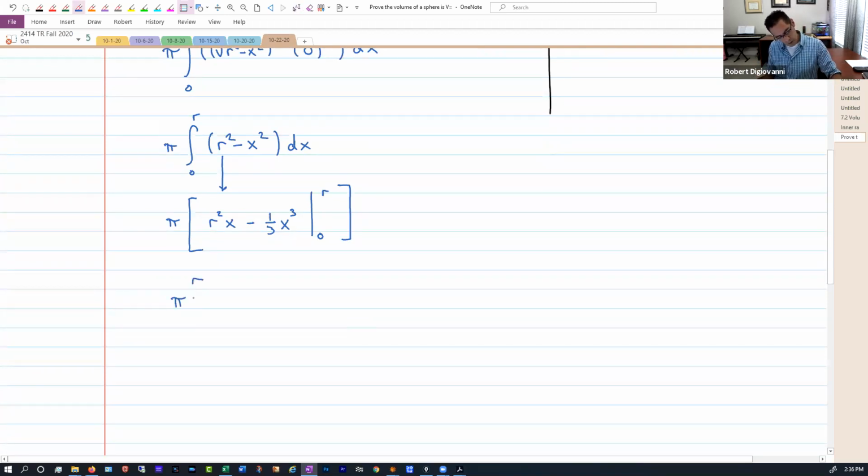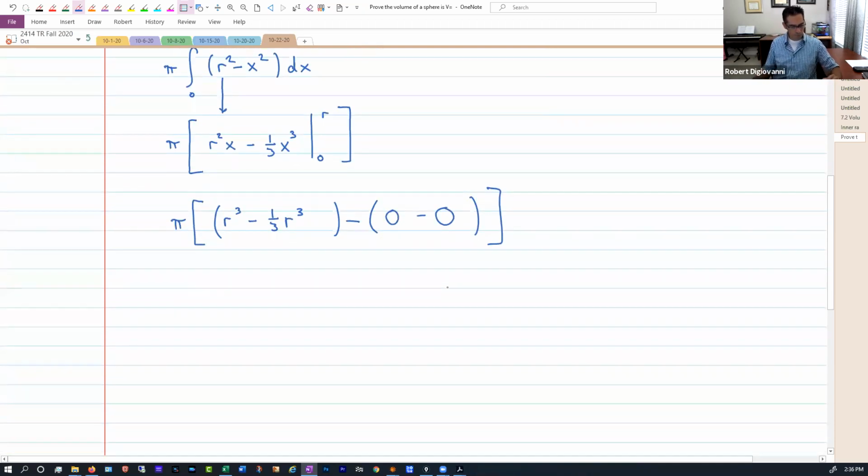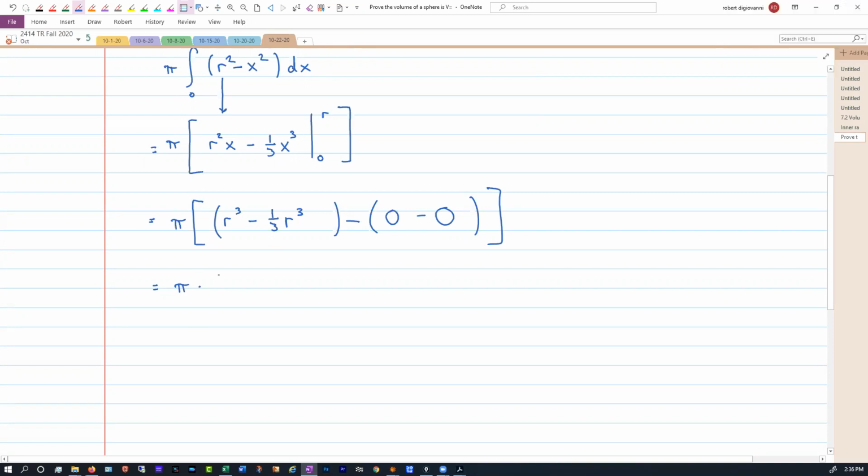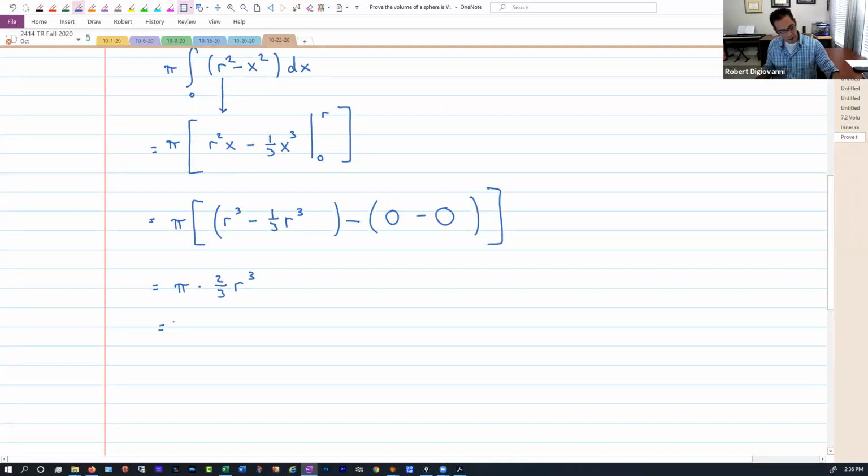Pi. Okay, I have to subtract two things here. First, let's plug in r for x. So that gives us an r cubed minus 1/3 r cubed. And then when we plug in 0 for x, we get 0 minus 0. What's r cubed take away 1/3 r cubed? 2/3 r cubed. So our answer right now is 2/3 pi r cubed.